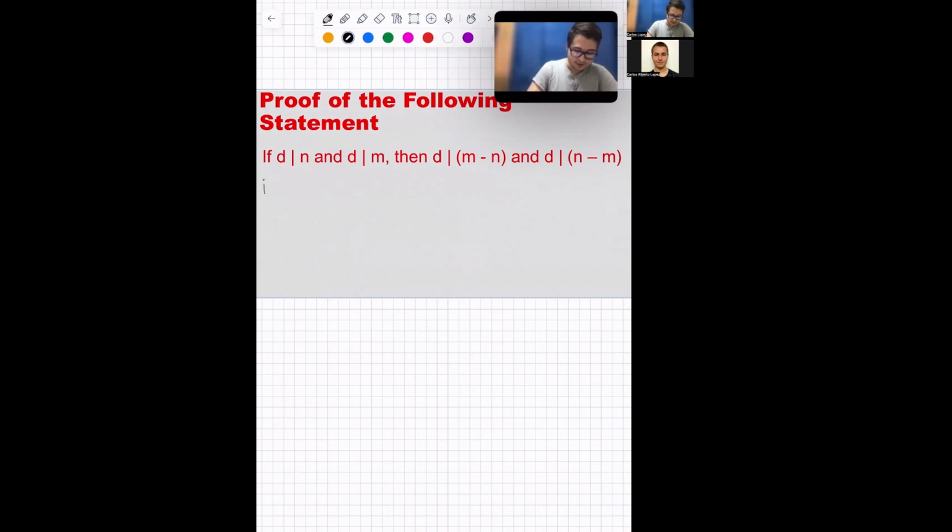So now we're gonna go with the proof of the second statement, okay? So if d divides n, remember, there exists an integer q1 such that n is equal to d times q1, and if d divides m, there exists an integer q2 such that m is equal to d times q2, okay?